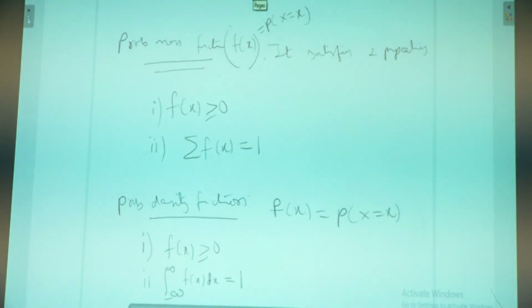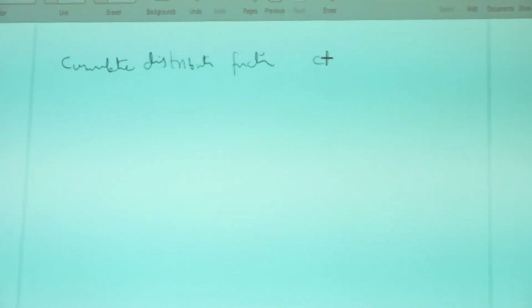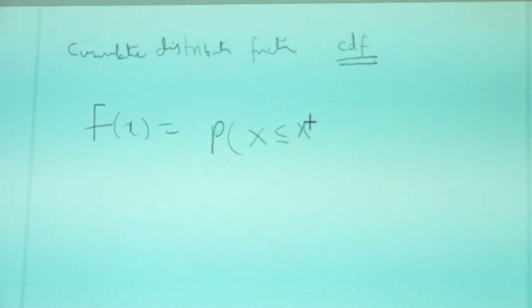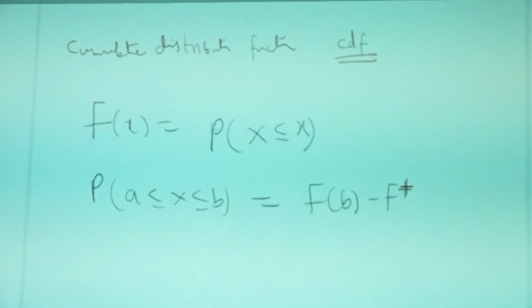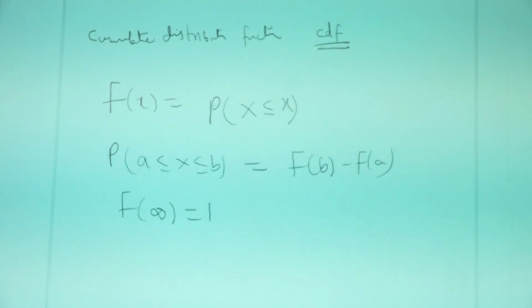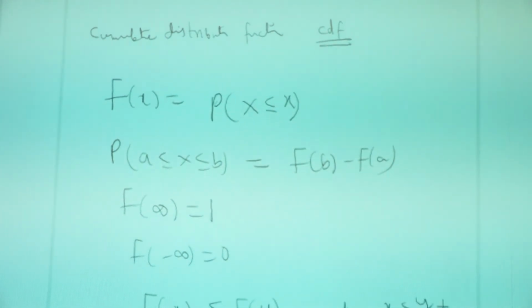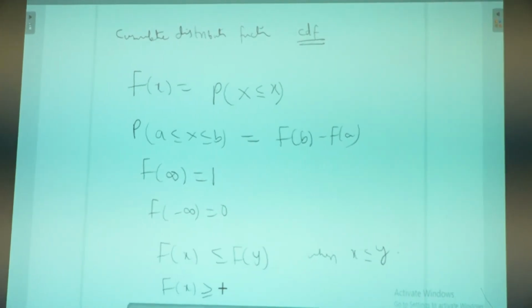Cumulative distribution function, CDF, is denoted with capital F of x, which we can write as P of X less than or equal to x. So it has the properties that P of a less than or equal to X less than or equal to b, I can write as F of b minus F of a, and F of plus infinity is 1, F of minus infinity is 0, F of x is less than or equal to F of y when x is less than or equal to y, and F of x value is always greater than or equal to 0.